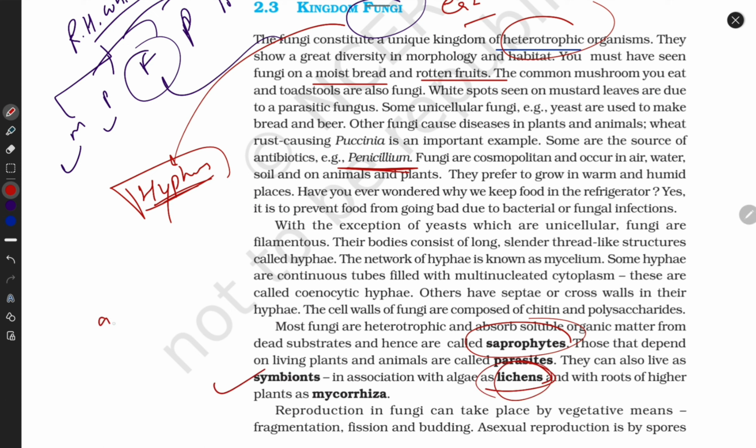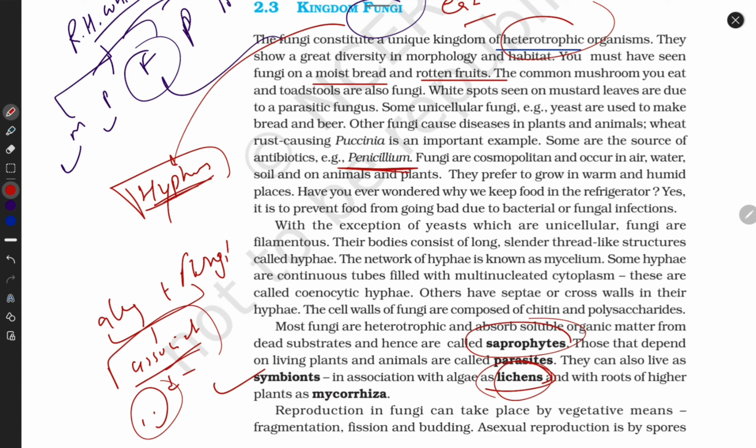In lichen, algae and fungi associate together, and this association is very useful for our environment.